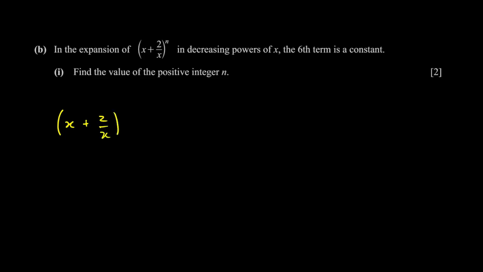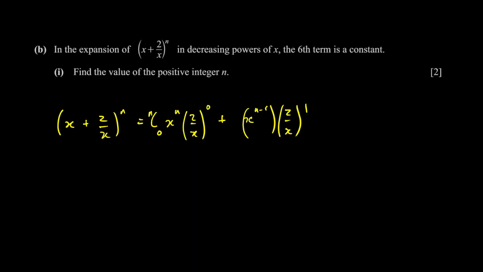So 2 upon x to the power of n. We want decreasing powers of x, so that means that the powers of this term have got to be going down as this one's going to be going up. So we're going to have x to the power of n times 2 upon x to the power of 0, times nC0 and so on. And the next term is going to be x to the power of n minus 1 times 2 upon x to the power of 1 times nC1, and so on and so on. Remember, this is the first term, this is the second term.